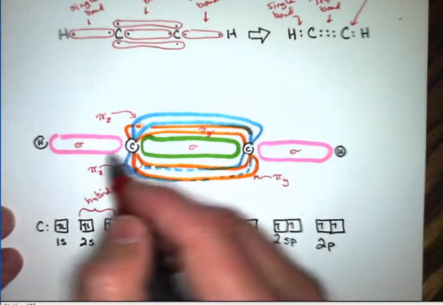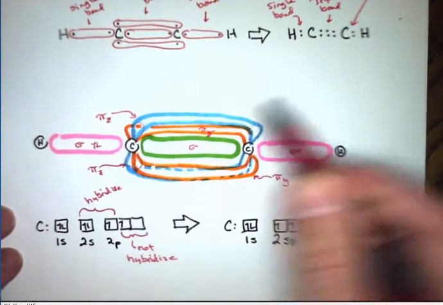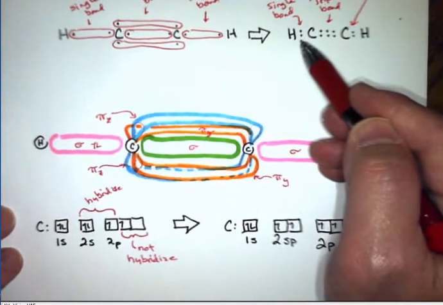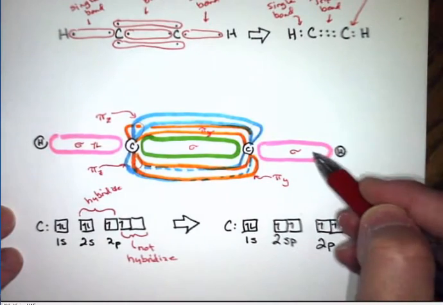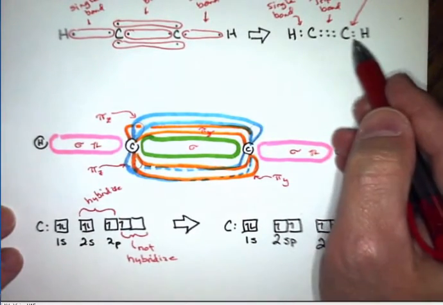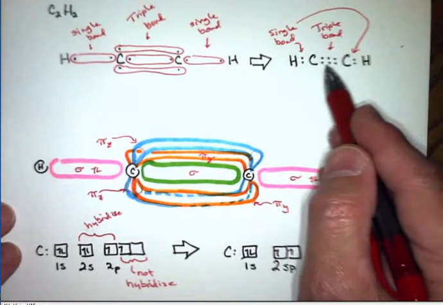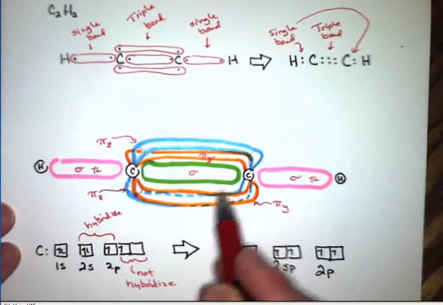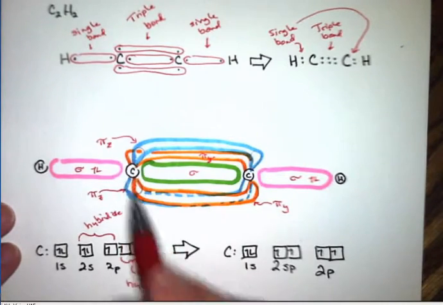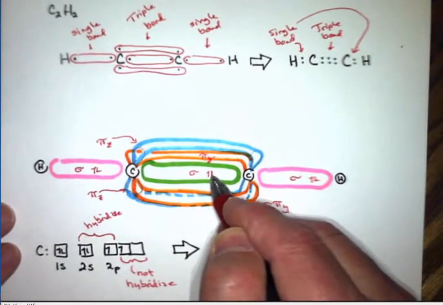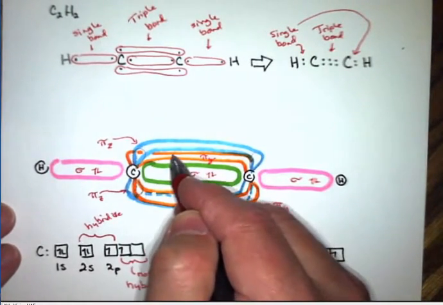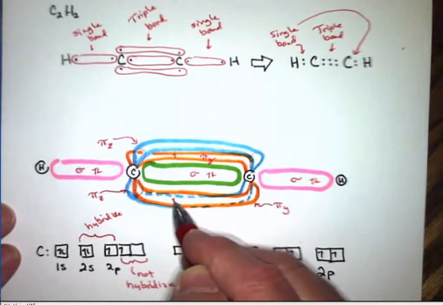Let's see. We've got 2 electrons here, corresponding to these 2 electrons right here. We've got 2 electrons here, corresponding to those 2 electrons in this Lewis dot formula here. We've got 3 pairs of electrons bonded between the 2 carbons. So there's 2 electrons in the single bond, 2 electrons in pi Y.